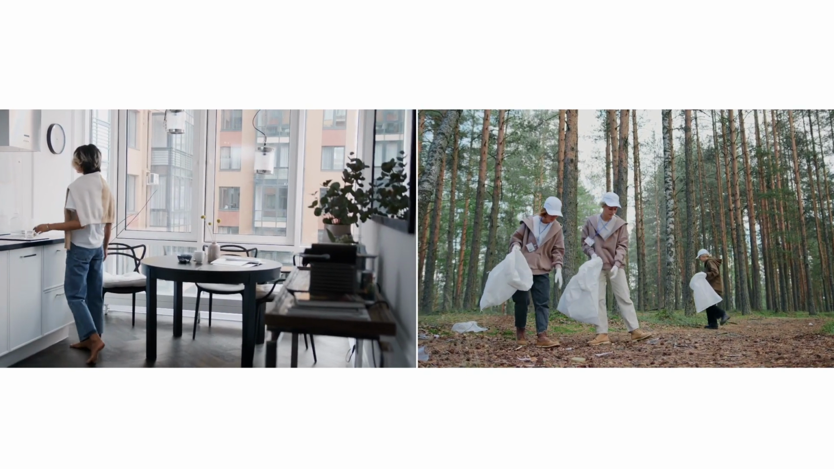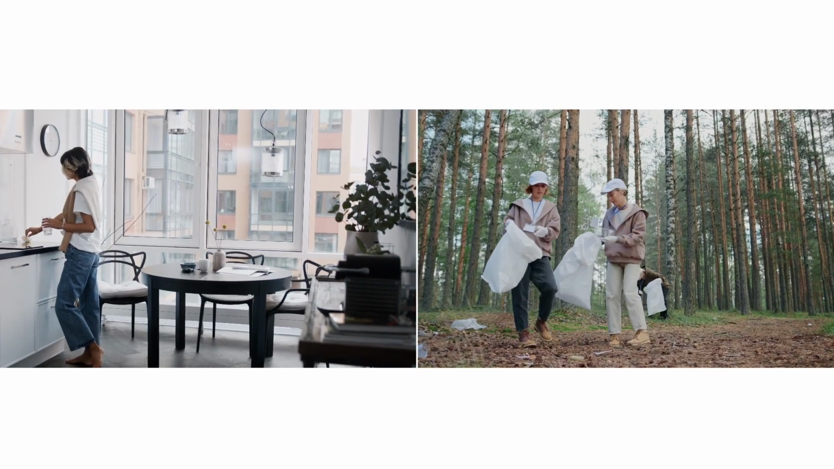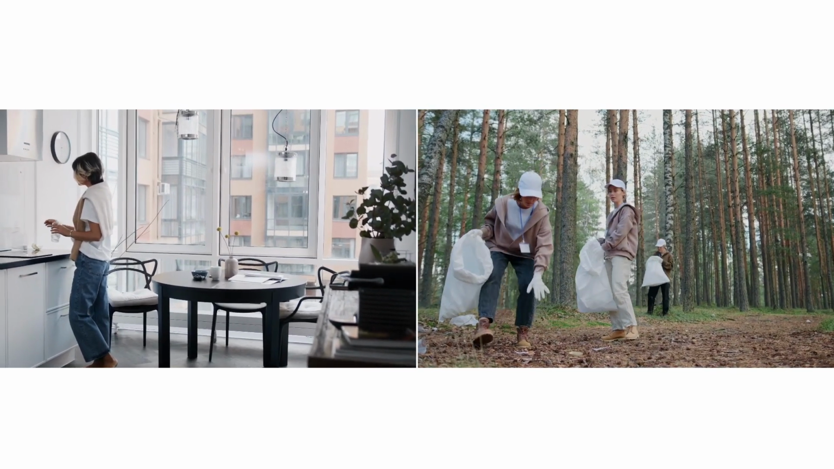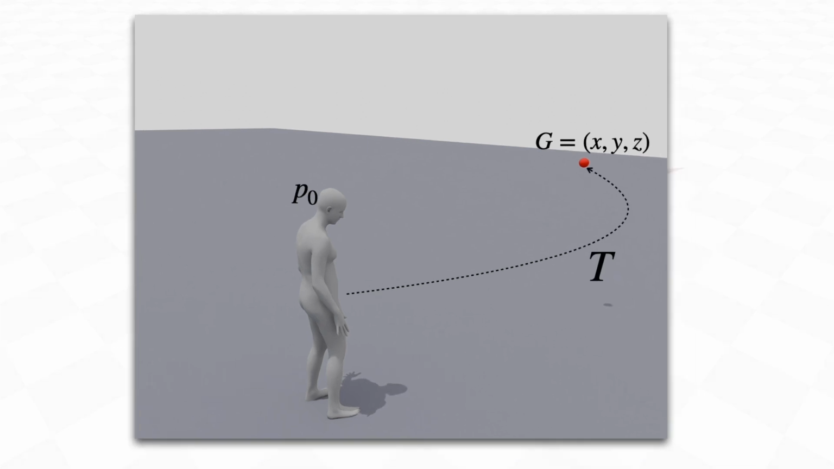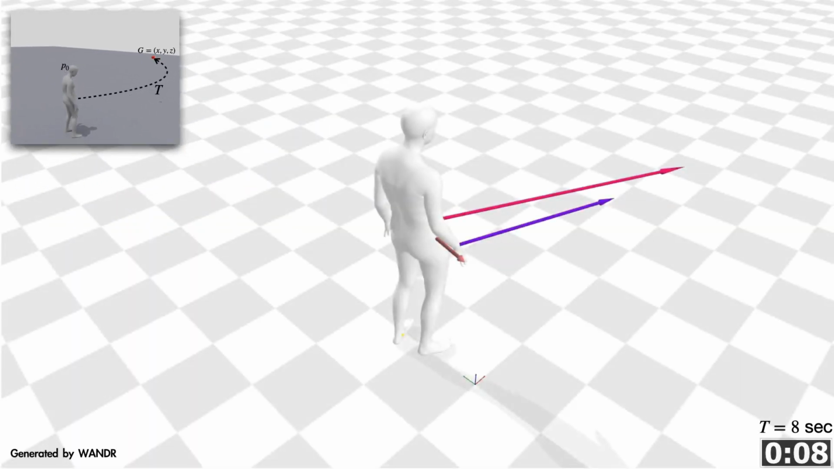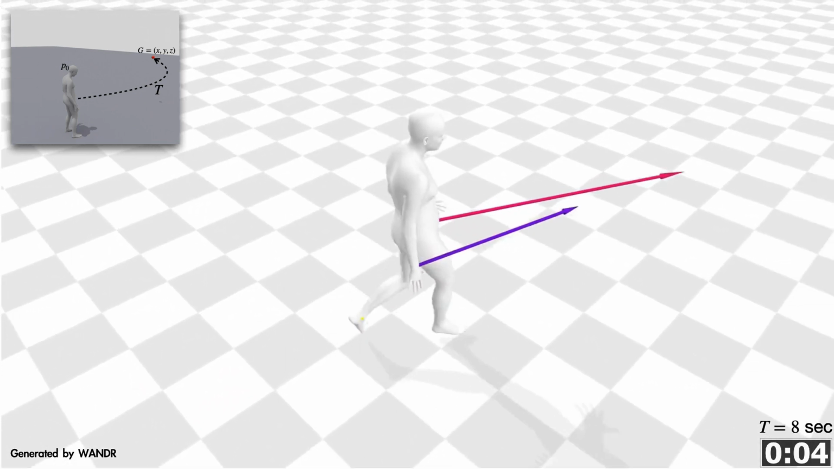Reaching for an object requires the coordination of the whole body in order to navigate close to the goal location, orient towards the goal, and finally reach for it. Given an initial 3D human pose, a goal location, as well as the time to reach the goal, we tackle the task of generating a natural motion where the virtual human navigates to and reaches for the goal with its hand, just in time.